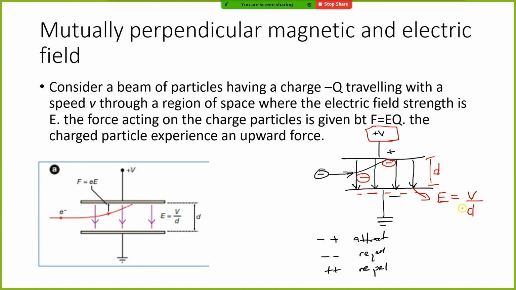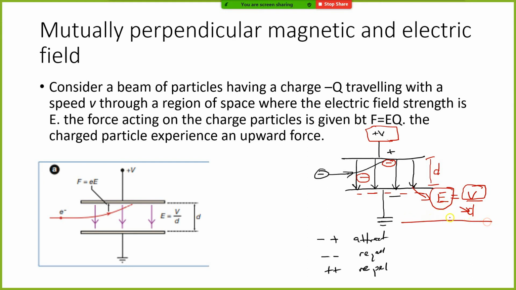If I were to increase the distance between the plates, my electric field would decrease because they are inversely proportional. By increasing the voltage across the plates, I increase the electric field. So that's one thing that we ought to be able to pick up on.